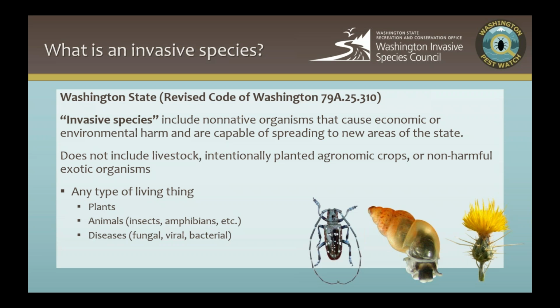And invasive species can be any type of living organism, whether that's plants, terrestrial or aquatic animals, such as insects, amphibians. We'll see some land mammals later on. And something that's an emerging issue for invasive species is infectious diseases. One that's making the news frequently now is called white nose syndrome that's affecting bats nationally, that's just been found in Washington, and is something that the council's grappling with how to address.